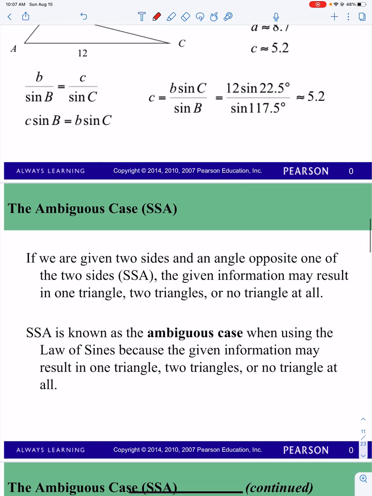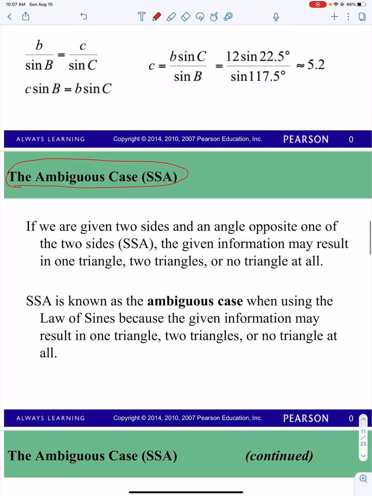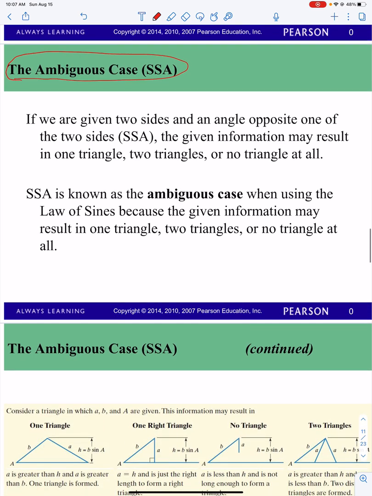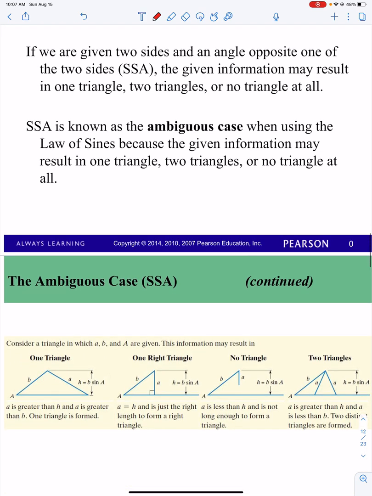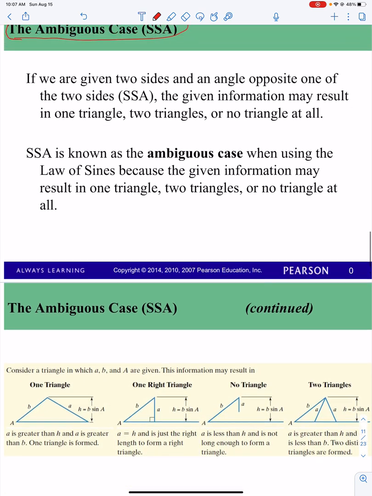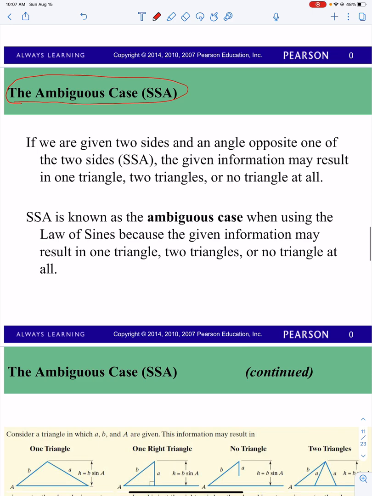But another case is if you are given two sides and one angle. This one is a tricky case. This one is a super tricky case. So what could you do for SSA?